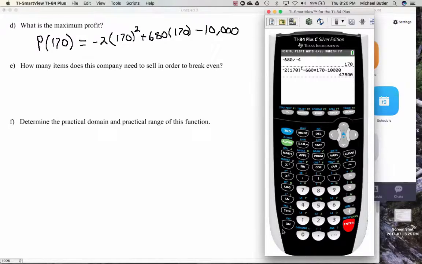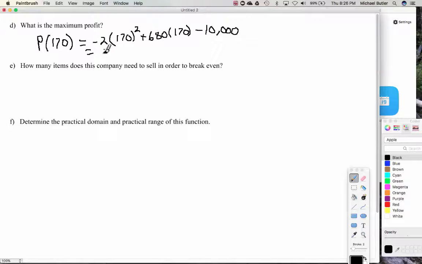I wouldn't put much money into this company if I was you guys. Oh. So 47,800. Must be a Trump subsidiary.